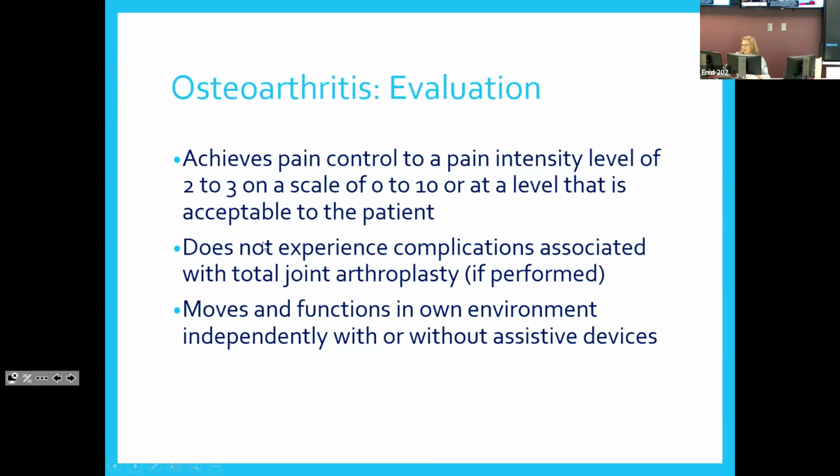Okay, so you're going to make sure they don't have any complications from their total joint. And then you're going to make sure they can move and function in an environment independently with or without assistive devices.